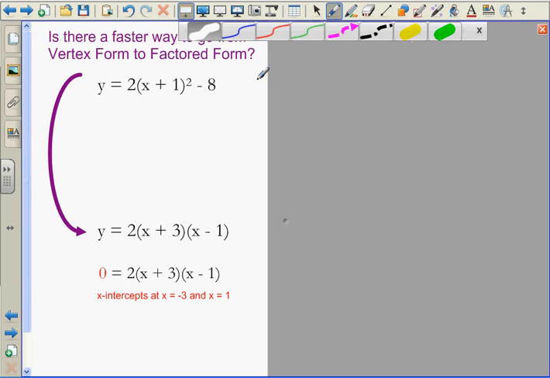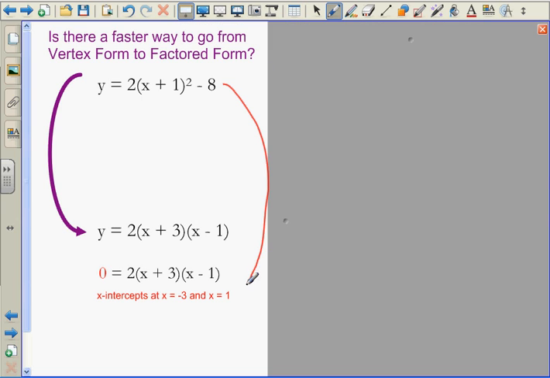If we could go from vertex form straight down to intercepts, then we could go from intercepts right back up here. We should be able to, at least, right? Once we know the intercepts, we should be able to plug back into what factored form would have looked like. So that's what we're going to talk about. How do we get intercepts straight from here?